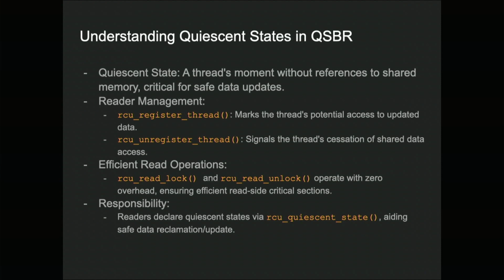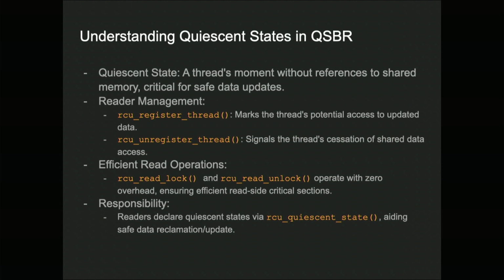Its design is quite simple. It defines a special state called the quiescent state. This means the thread has left a critical section and released all pointers to RCU protected data at that moment. To track which threads access the data, every reader has to call rcu_register_thread and rcu_unregister_thread.